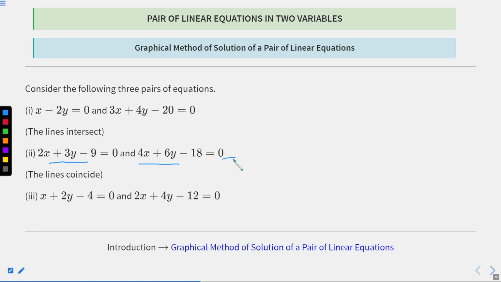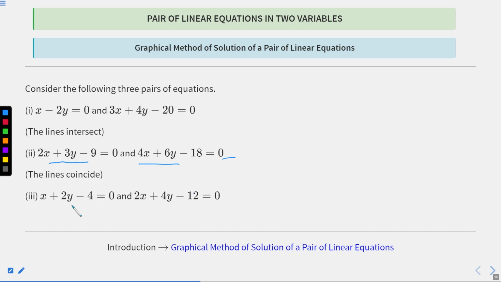So here they are a dependent pair of linear equations, and we know if we have a dependent pair of linear equations, then the lines coincide with each other, and this pair of linear equations has infinitely many solutions.